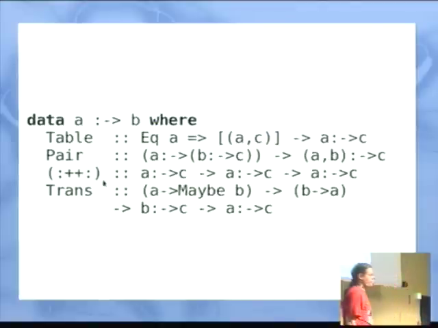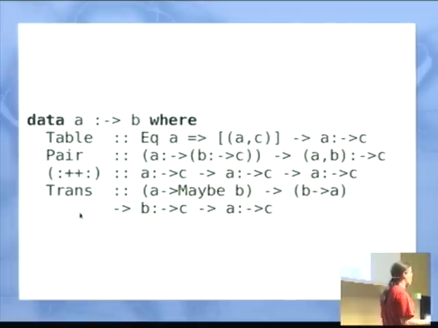So here's the definition of the type. Your head maybe just exploded, but the important thing is that it's a data type with four constructors. And I'm going to talk about each of those constructors.